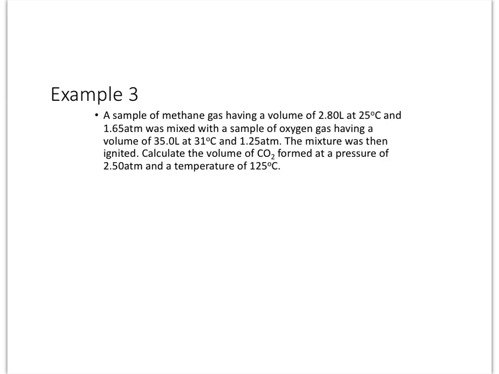So number 3, a sample of methane gas, again, equation would be given, having a volume of 2.8 liters, mixed with oxygen gas. The mixture was ignited, so we're doing a combustion reaction between methane and oxygen. But again, you'd be given the balanced equation. You wouldn't have to do the equation and then solve the problem. Calculate the volume of CO2 formed at a pressure of 2.5 atmospheres and a temperature of 125.